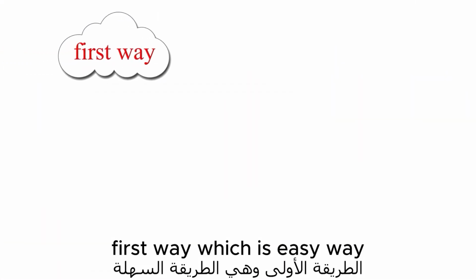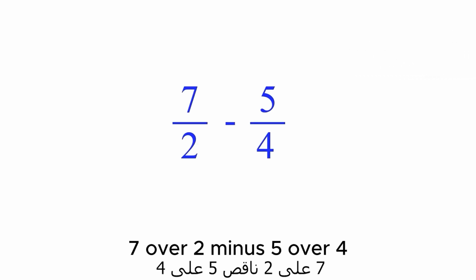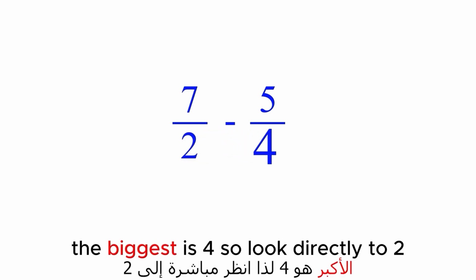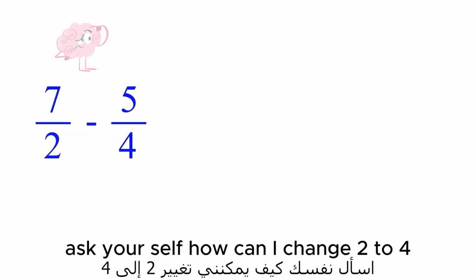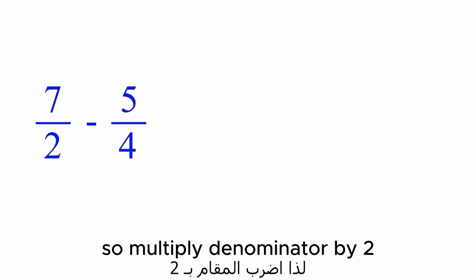First way, which is an easy way, but you can't use it in any fraction. Example about this way, 7 over 2 minus 5 over 4. The first denominator is 2 and the second is 4. The biggest is 4, so look directly to 2. Ask yourself, how can I change 2 to 4? Very good. If you multiply 2 by 2, you get 4. So multiply the denominator by 2.